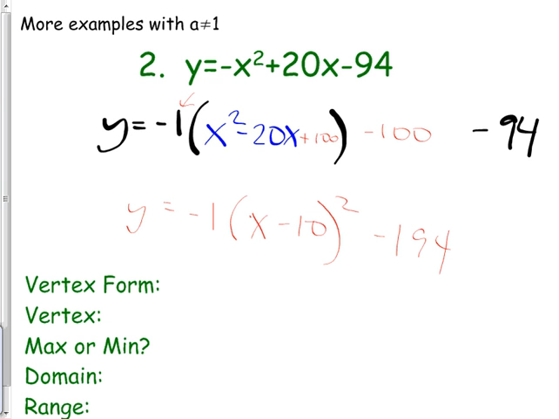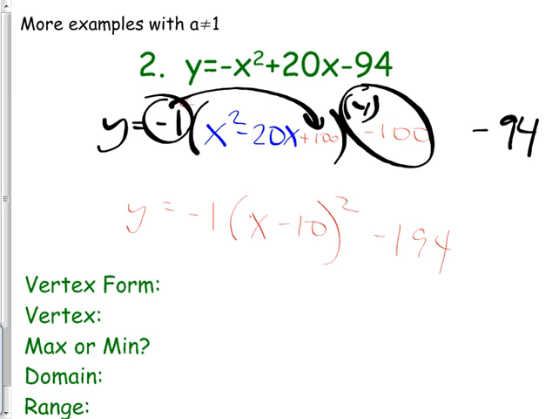What part did I forget, Mr. M? Yes, whatever's factored out here has to also be here, because this is going to turn this into negative 100, so this needs to become positive 100. All right, so positive 100 and minus 94 makes positive 6. There we go. Final answer, what's the vertex?